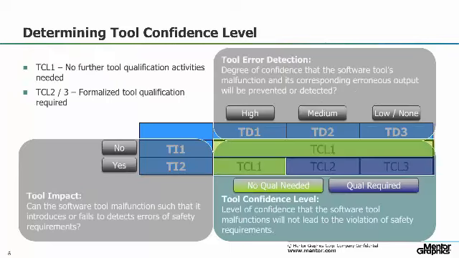So if we look at those TCL levels, TCL 1 means that no formal tool qualification is required. So ideally, your tools will sit in a TCL 1 category, because this means that, apart from doing the initial analysis to justify its TCL level, that's all you need to do. If it's a TCL 2 or TCL 3 confidence level, then some qualification of the tool will be required.